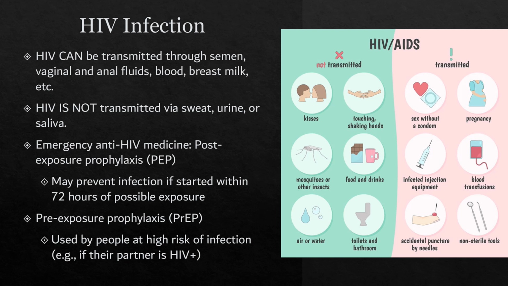Luckily, if you are exposed to HIV, there is something called emergency anti-HIV medication, also known as post-exposure prophylaxis or PEP medication. If this is taken within 72 hours, or 3 days, after that possible exposure, it can prevent HIV infection. There's also a medication called PrEP, or pre-exposure prophylaxis, used by people who are at high risk of infection. So if they have a sexual partner or a romantic partner who is HIV positive, the person might take PrEP to reduce the risk of becoming infected with HIV themselves.